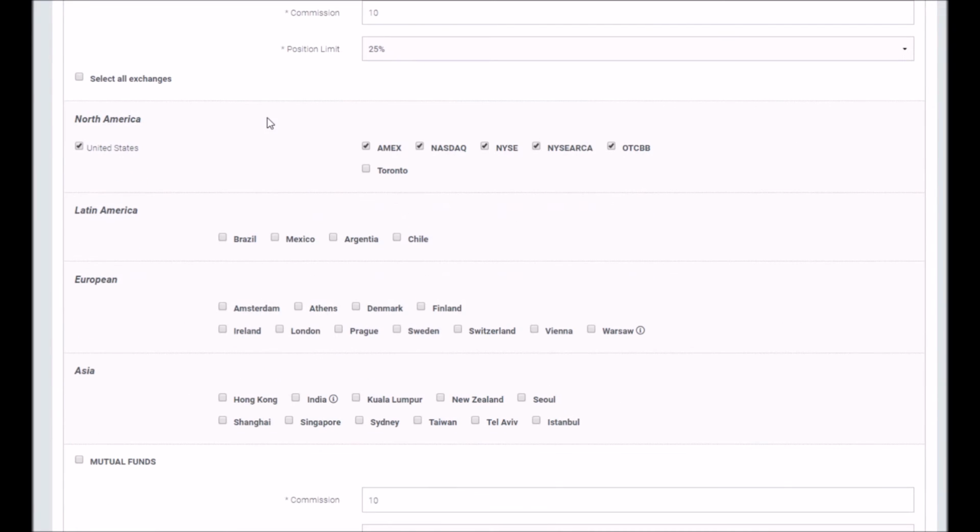Next, choose the exchanges you want to allow. By default, the US exchanges are selected, but you can include any of the over 30 countries that we have in addition.